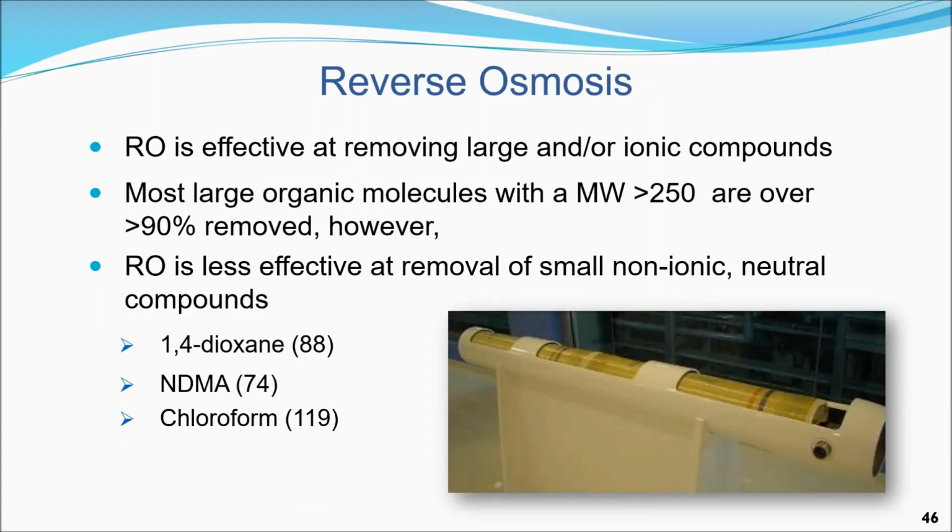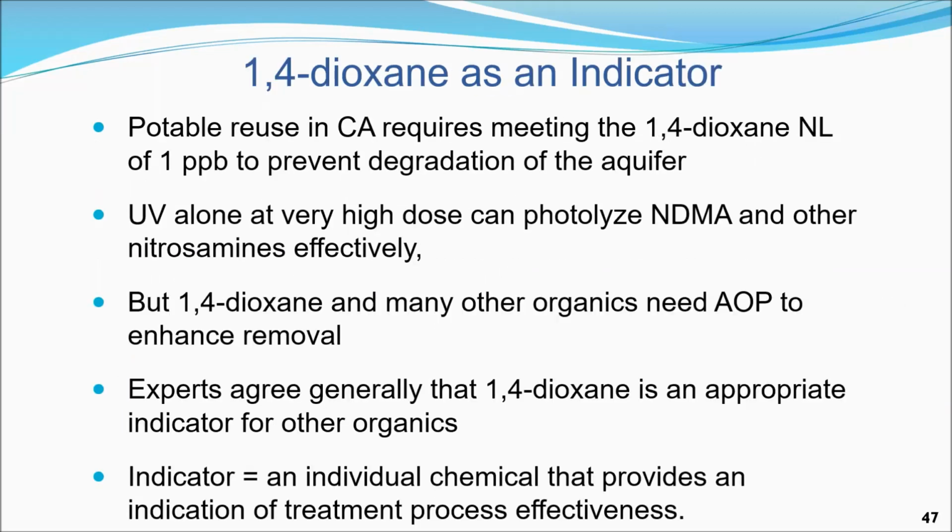So reverse osmosis in general, as we know, is very effective for most large organics. RO is less effective at removal of small non-ionic neutral compounds, such as 1,4-dioxane, which has a molecular weight of only 88. So therefore, our regulation requires that these recharge projects meet the notification level of 1, and that includes advanced oxidation.